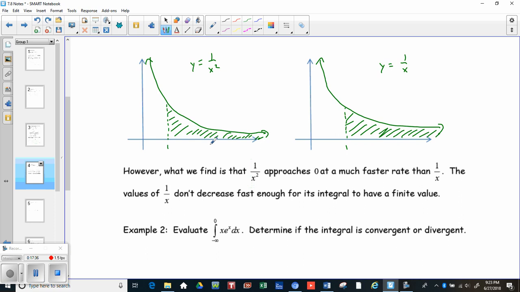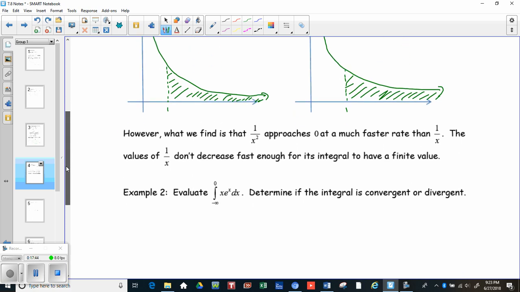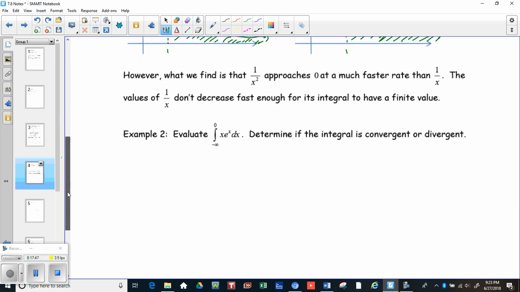And we've proved it algebraically using the improper integration. All right. Example number 2.